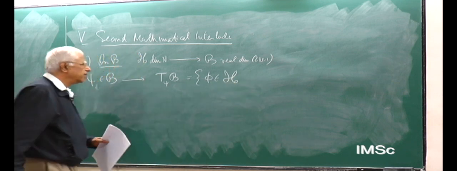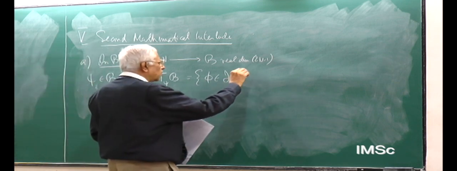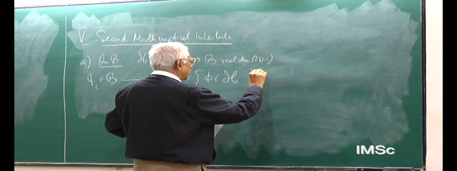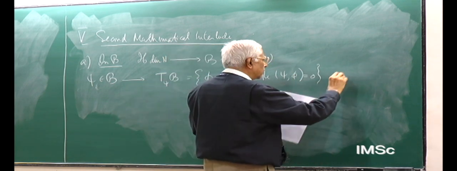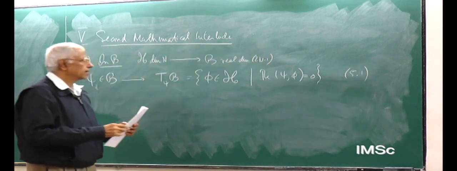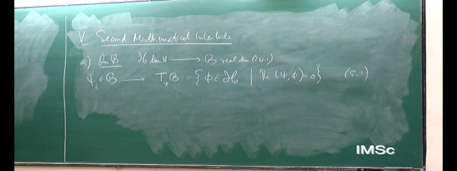The tangent space to B at a point psi in B consists of all vectors phi in Hilbert space such that the real part of the inner product between psi and phi vanishes. I think you know exactly why this condition comes. What is the reason? Where does it come from? This norm is 1. Exactly. Any parameterized curve psi of s, lying in B, passing through psi at s equal to 0, has to be a unit vector. So you take the condition of unit norm of psi, differentiate it with respect to s, and put s equal to 0.